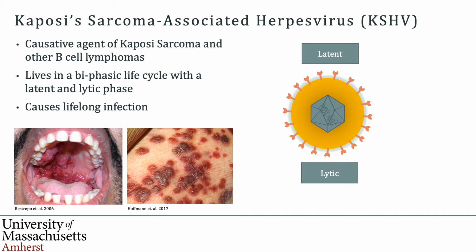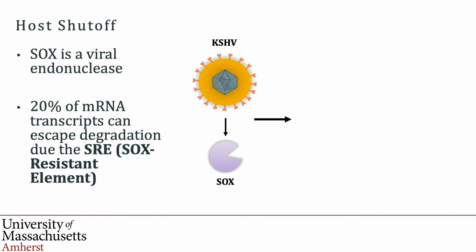But from time to time, the host can become immunocompromised, causing KSHV to sense stress. This triggers activation of the lytic phase, in which there is amplification of the viral genome. The virus's goal is to create progeny and exit the host. This needs to happen quickly, so one mechanism that KSHV utilizes is host shutoff.